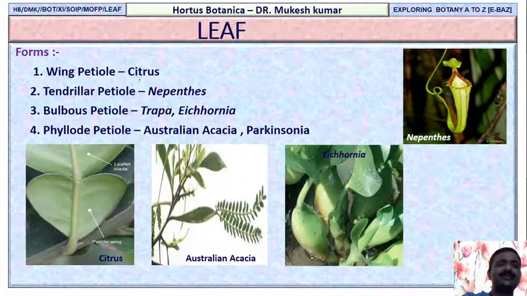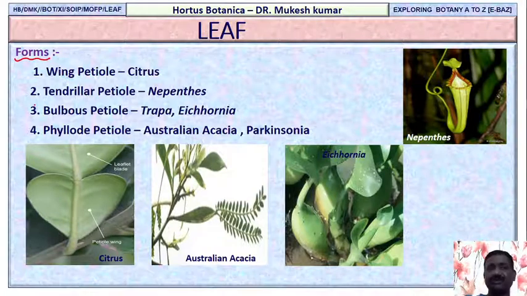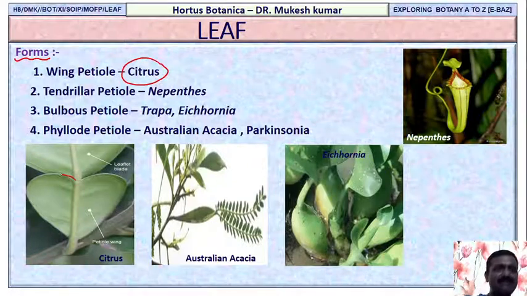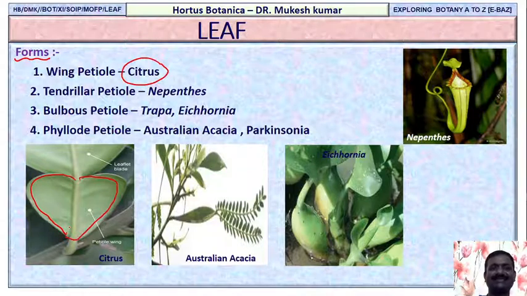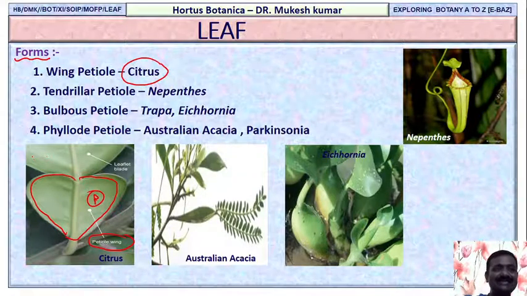Yes. Now let's see the petiole modifications, the different forms of petiole. Very important. You all have seen, my dear, citrus, lemon. See, this is appearing like a leaf, but this is not a leaf. Let's see what this is. This is a wing-like structure, and this is a modification of petiole. See, this is the leaf-like structure.